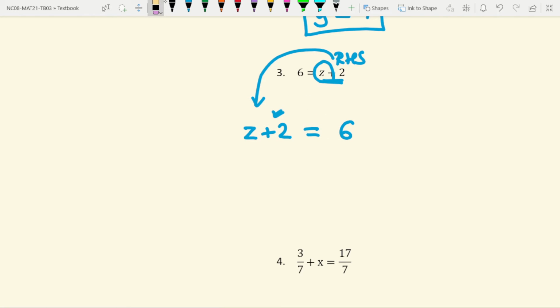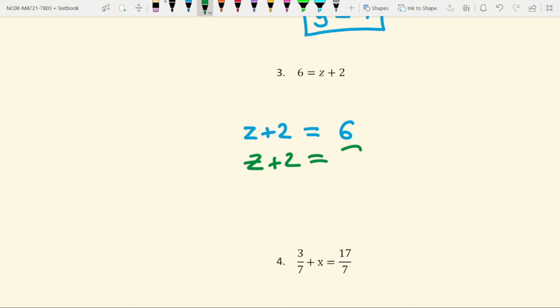Let me erase this first. So now the equation is z plus 2 is equal to 6. So I will copy it. Z plus 2 is equal to 6. In this, plus 2 is a known term. So the known term should always be on the right hand side.